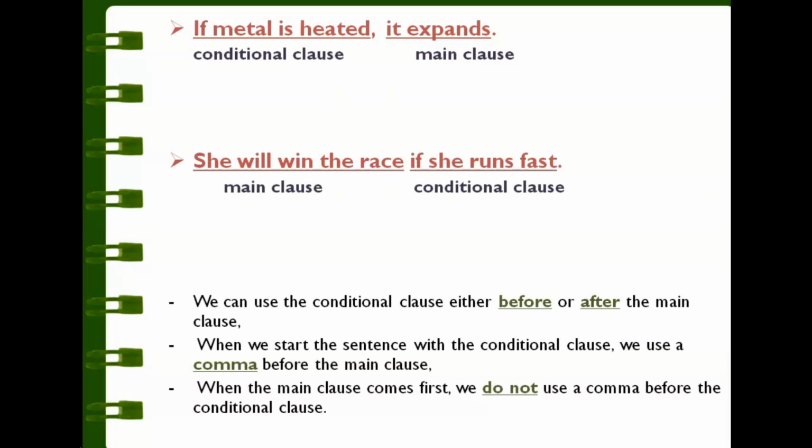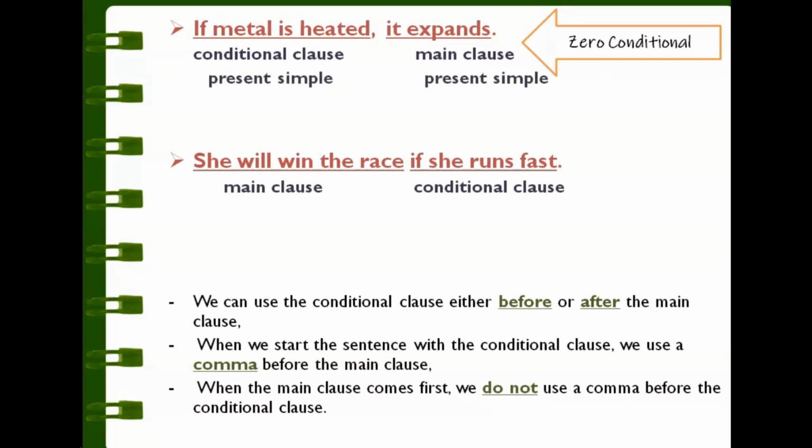The two sentences that you see on the screen are examples to two different types of conditionals. The first one is a zero conditional. We use the zero conditional to talk about things that are always true, like scientific facts or habitual actions. Since we assume that the same condition always produces the same result, we use the present simple in both parts.